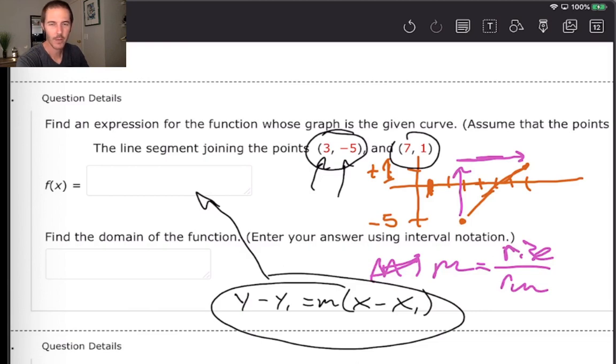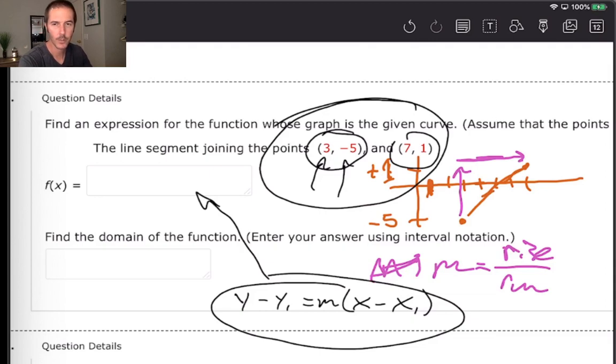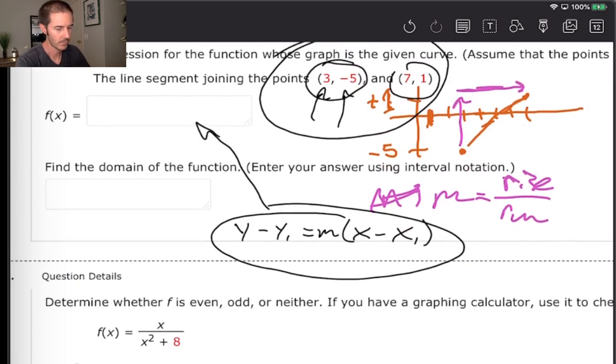The function itself should have a domain of all real numbers. But in this case, because it's a line segment only going between those 2 points, the author here may want you to incorporate those x value restrictions. So see what you can do with that.